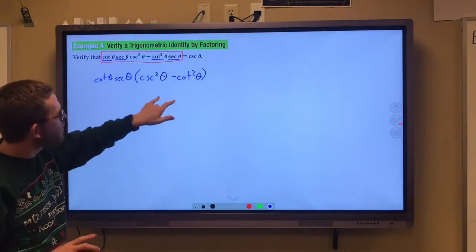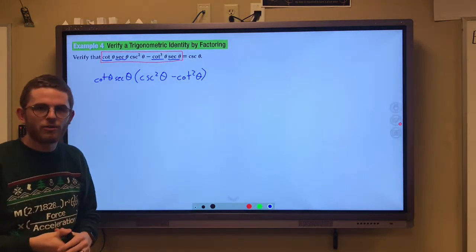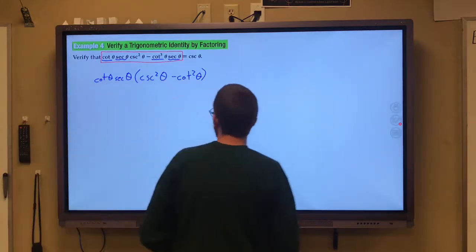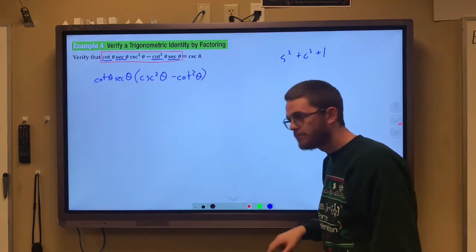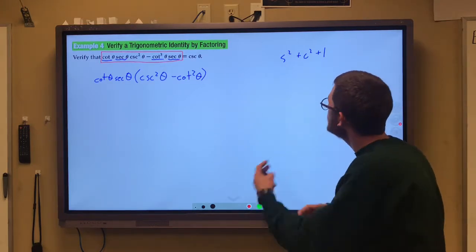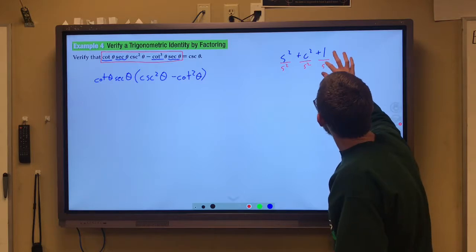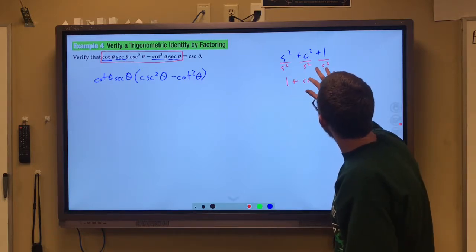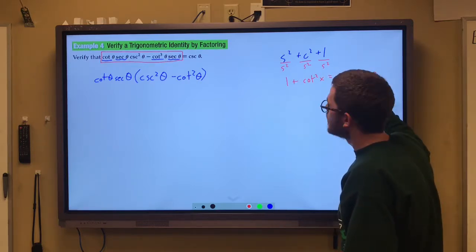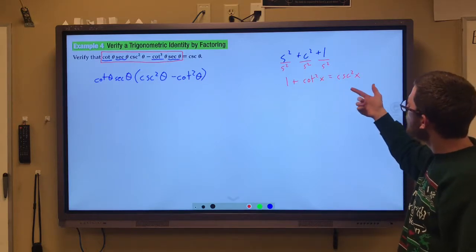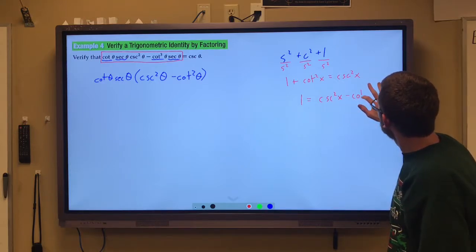Now, maybe looking, you're like, oh, doesn't that look Pythagorean-ish? Because we have things squared and either being added or subtracted, yes, we should look at a Pythagorean identity. Remember, sine squared plus cosine squared is 1. If we want to rewrite it so that we have cotangents and things, then we need to divide everything by sine squared. That gives us 1 plus cotangent squared equals cosecant squared. So how can we rewrite this? We could subtract the cotangent over. 1 equals cosecant squared minus cotangent squared.